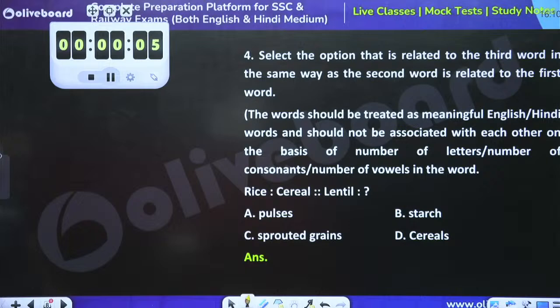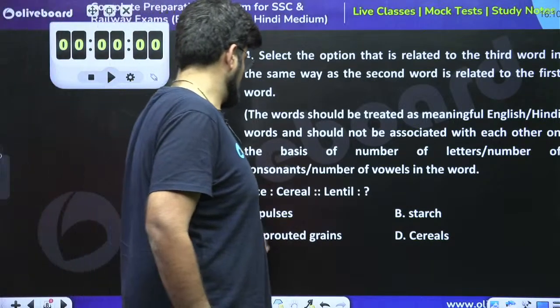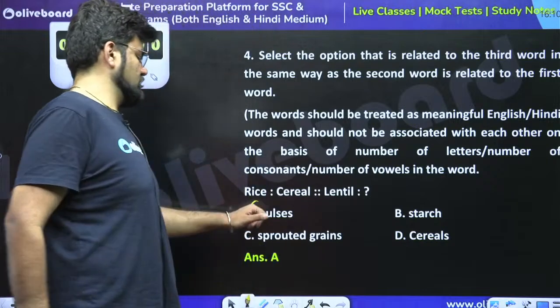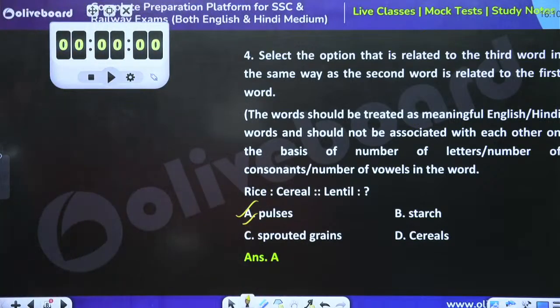Rice is a cereal, lentil is a pulse, right? Correct.